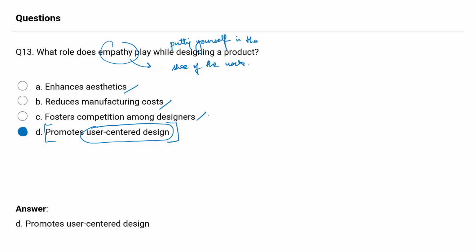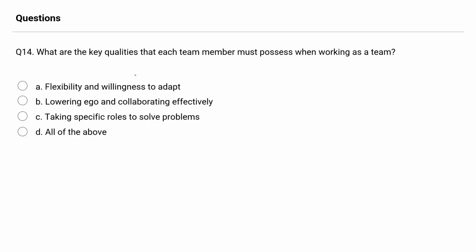All right. Let's go to our 14th question. It says, what are the key qualities that each member must possess when working as a team? Okay, so there is a team with multiple people. All right, you need to tell us what role they need to play when working as a team. Flexibility and willingness to adapt, lowering the ego and collaborating effectively, taking specific roles to solve the problem, and all of the above.